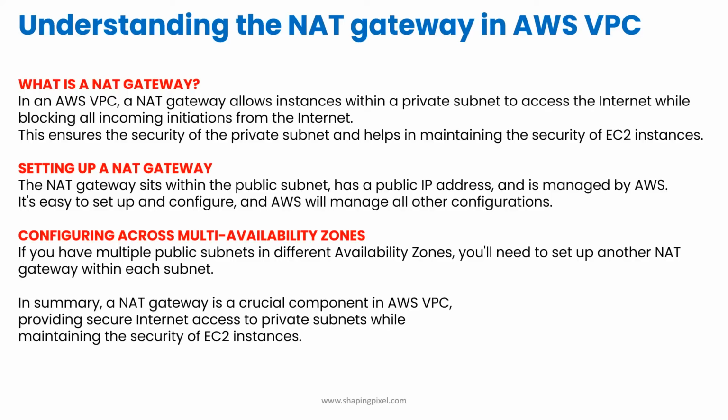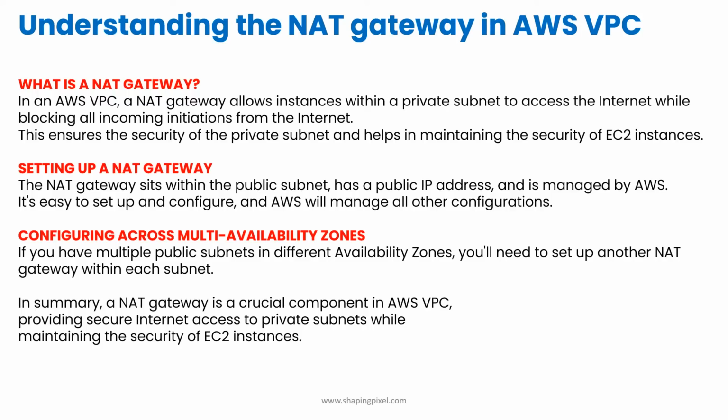So let's try to understand the NAT gateway in AWS VPC. In an AWS VPC, a NAT gateway allows instances within a private subnet to access the internet while blocking all incoming initiations from the internet. This ensures the security of the private subnet and helps in maintaining the security of EC2 instances. The NAT gateway sits within the public subnet, has a public IP address, and is managed by AWS.